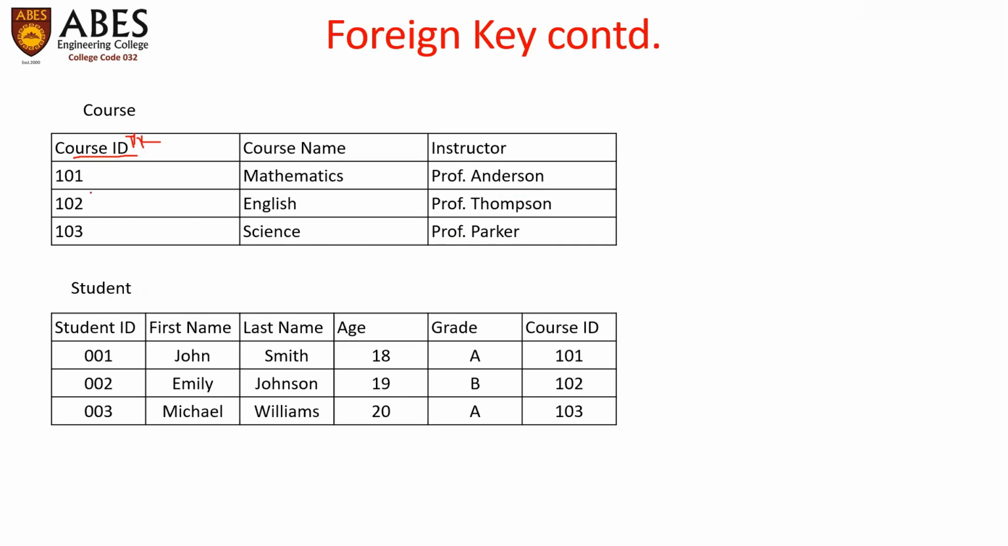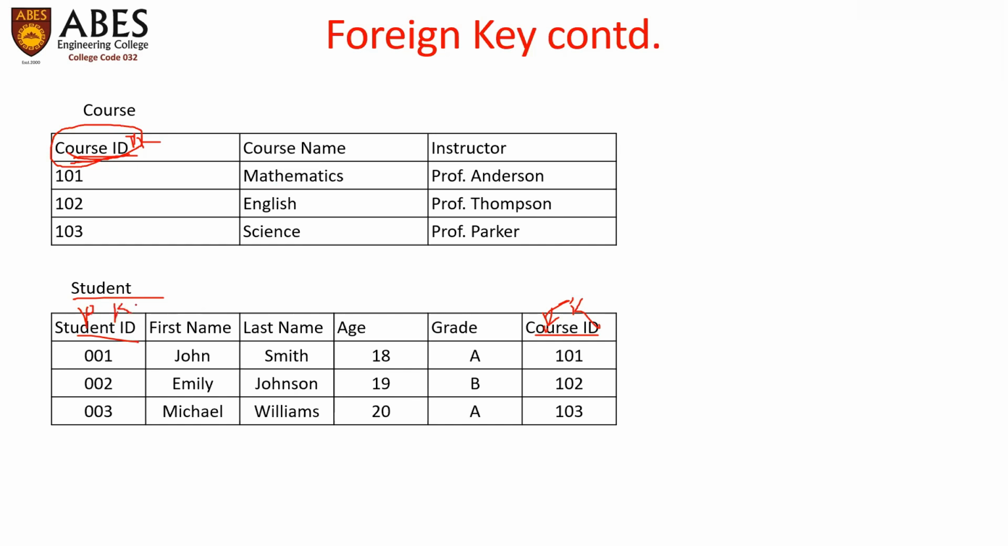What can be done is the primary key of one table will serve as a foreign key in another table. Course ID is a primary key over here. If I use this course ID in the student relation, this course ID will now become the foreign key over here. So this will be the foreign key, and student ID is the primary key of this relation.